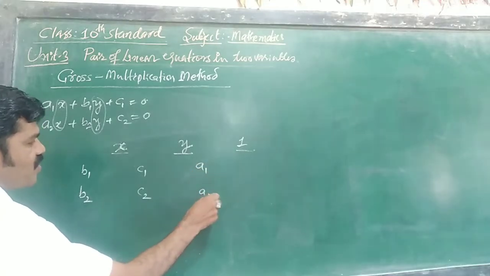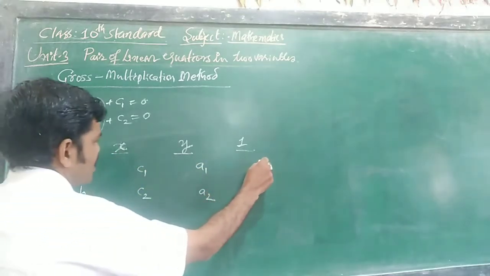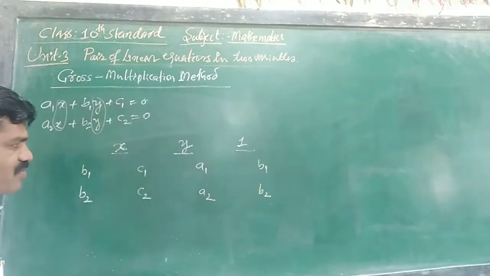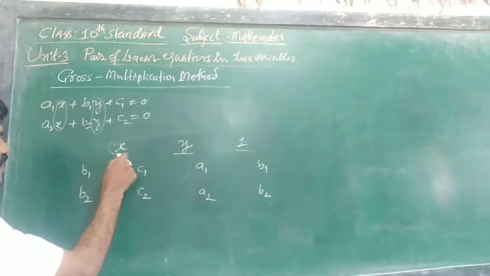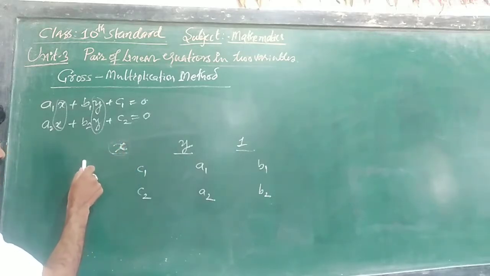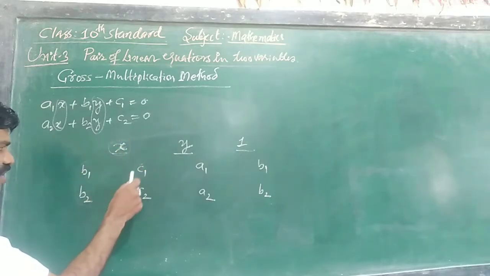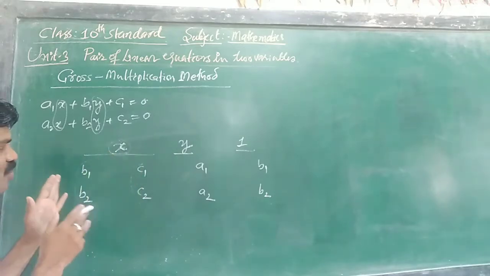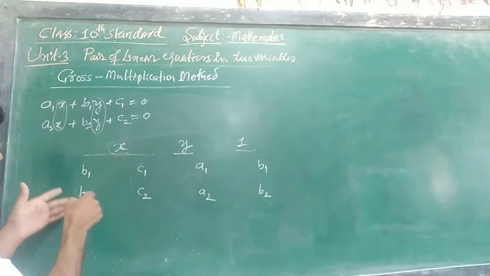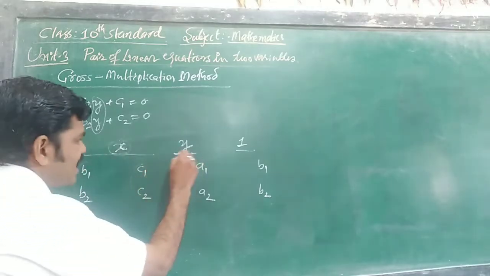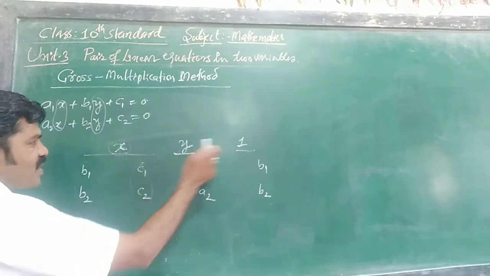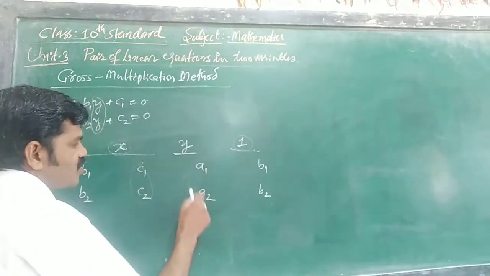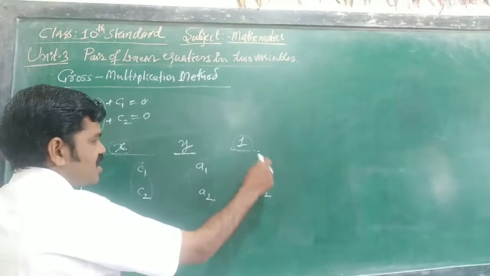a1 and a2 are x coefficients. b1 and b2 are y coefficients. See here, x and y coefficients and constants. x is there, which will be multiplied by y coefficients and constants. y is there, which will be multiplied by constants and x coefficients. 1 is there, which will be multiplied by x coefficients and y coefficients.